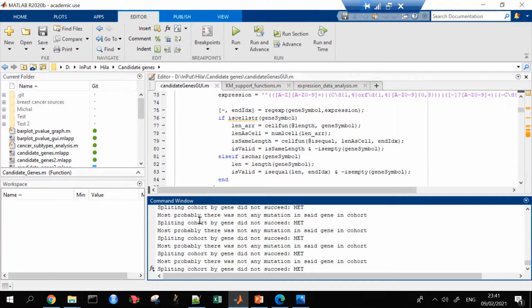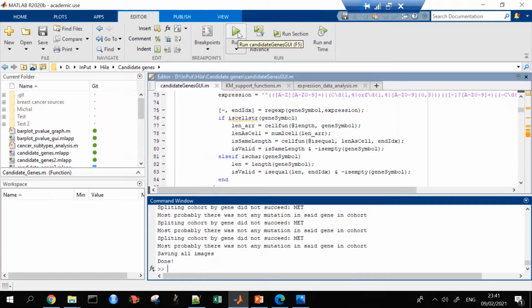So let's say that you do need this type of calculation, you will have to find another data set. And it usually happens with MET. You will be luckier with TP53 and maybe with BRCA1 in breast cancer.